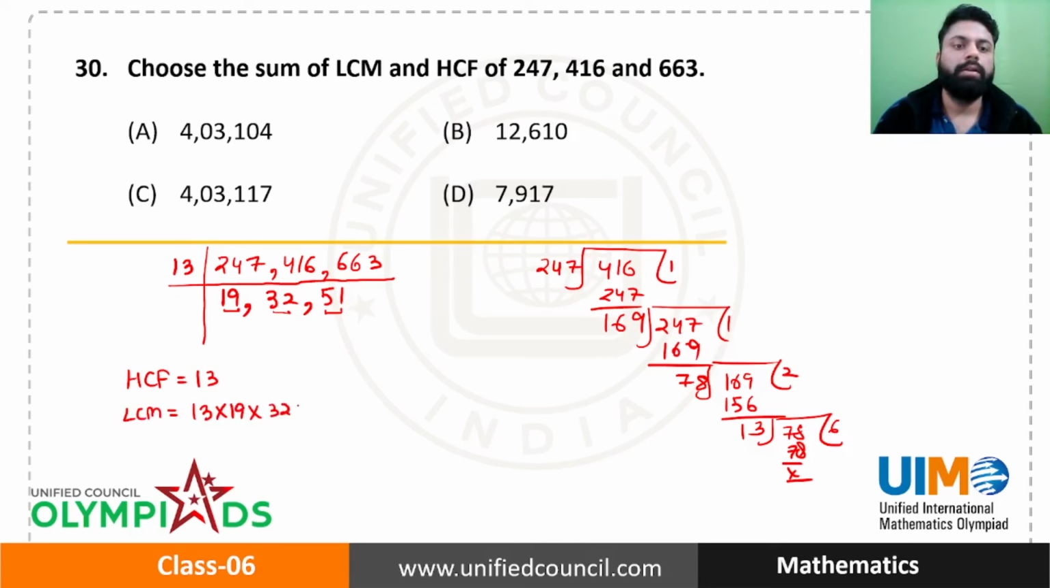multiplied by 32 multiplied by 51. 13 multiplied by 19 is 247, we know. 51 multiplied by 32 is 1632.